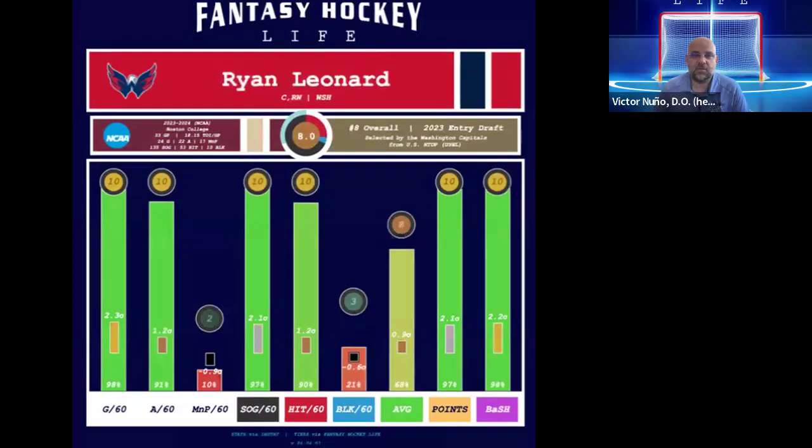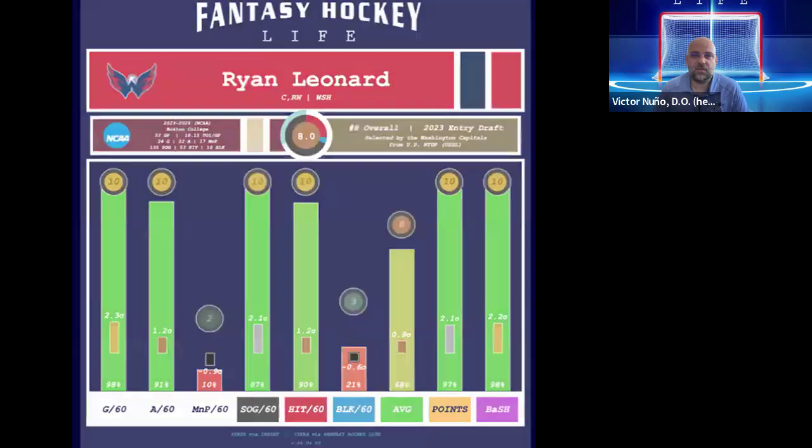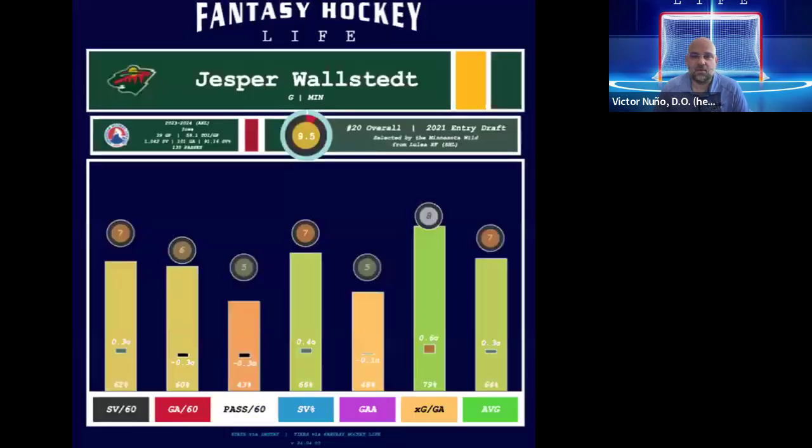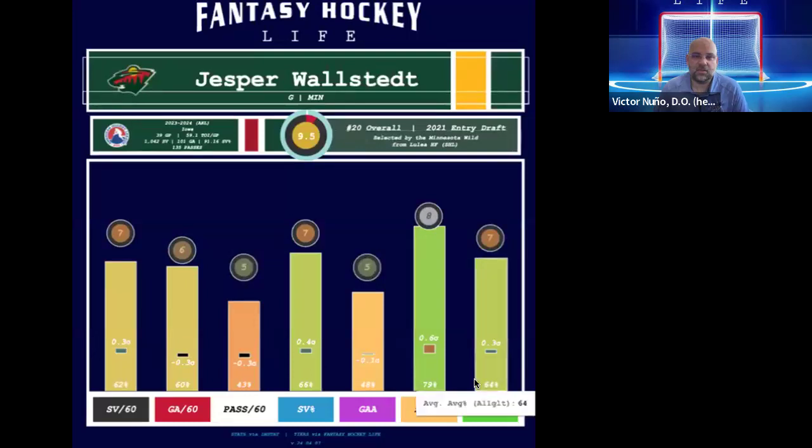I just wanted to briefly mention also that we do goalies. So if you want to look at goalies, you can see Wallstedt is who I default to. That's my number 1 goalie. Some interesting things here. Obviously, the same thing across the top: name, position, league that he played in, and then draft position. This is my private ranking. And then these are just reflections of what's happening in the league.